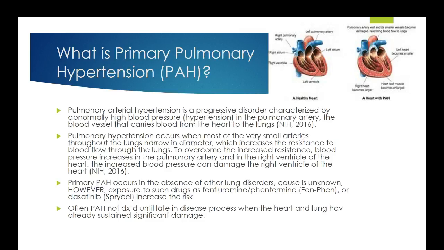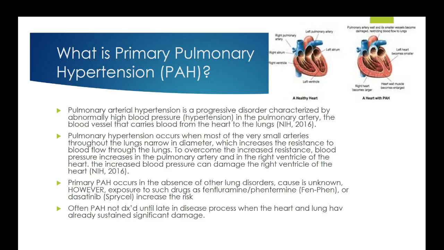So again, pulmonary hypertension occurs when most of the very small arteries throughout the lungs narrow in diameter, which increases the resistance to blood flow through to the lungs. To overcome the increased resistance, blood pressure increases in the pulmonary artery and in the right ventricle of the heart. The increased blood pressure can damage the right ventricle of the heart, leading to basically a right-sided heart failure.